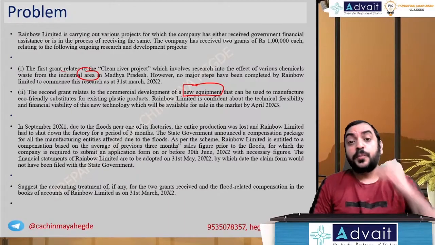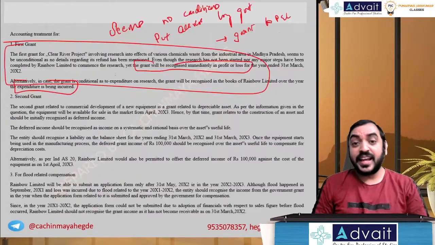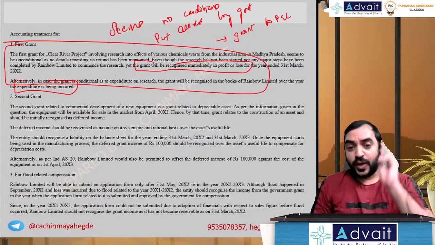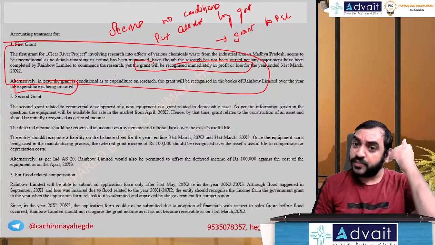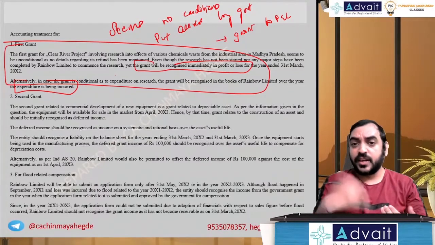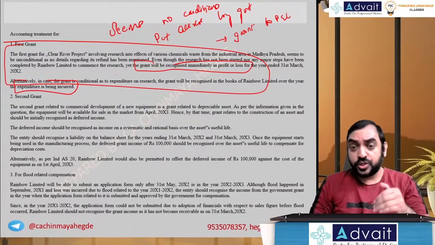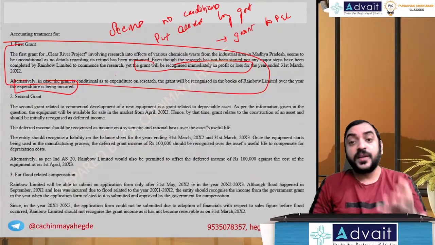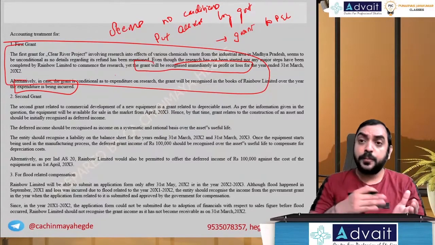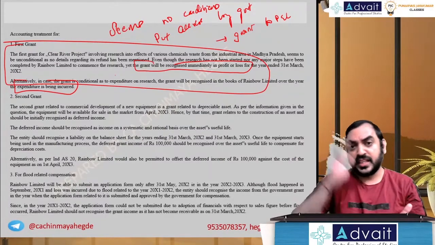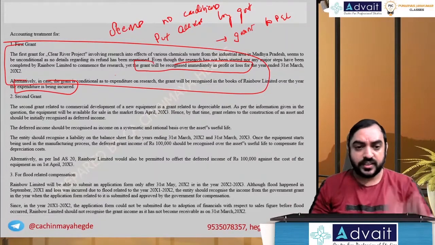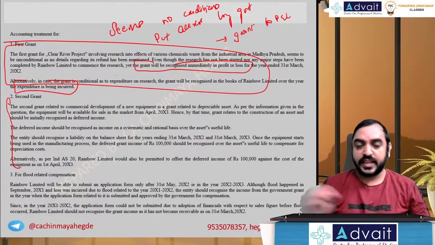Equipment means depreciable asset. So when the grant is towards a depreciable asset, you have two choices. Either you can subtract from the cost of the asset and remaining amount you can depreciate over useful life, or in the proportion you recognize the grant to the deferred income, and in the proportion of depreciation take the deferred income to the P&L account. That's what they have told in the second grant.